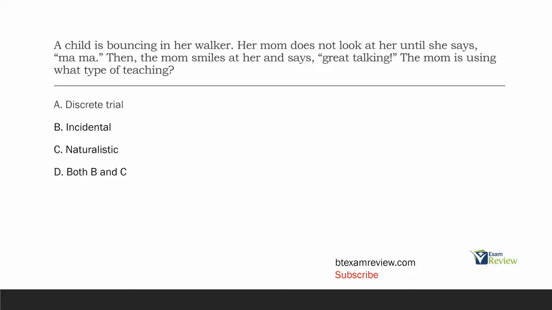Remember, naturalistic is the same as incidental. So if you look at B and C, the mom is using both of these types of teaching because they're the same thing. Naturalistic and incidental teaching are just the same thing said a different way. We're just teaching her to say "mama" naturally. We're using the incident of her saying "mama" to reinforce. So the mom is using what type of teaching? Well, of course, both B and C.